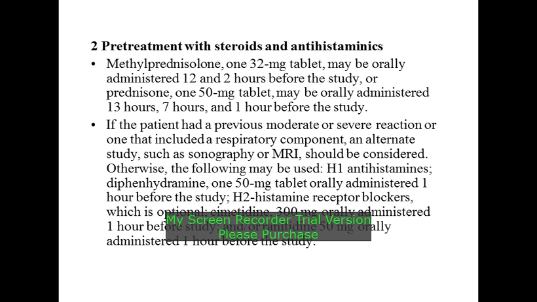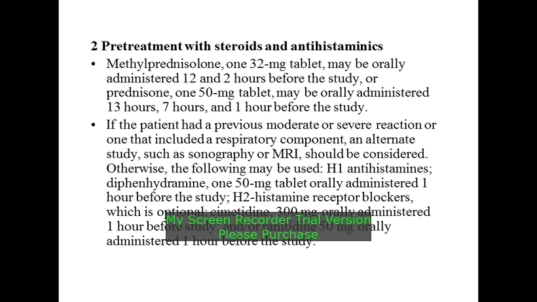If the patient had a previous moderate or severe reaction, or one that included a respiratory component, alternate studies such as sonography or MRI should be considered. Otherwise, the following may be used: H1 antihistamines, diphenhydramine 50 mg tablet orally administered 1 hour before the study.